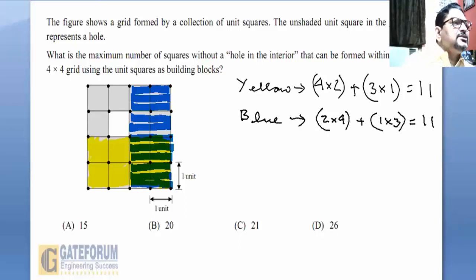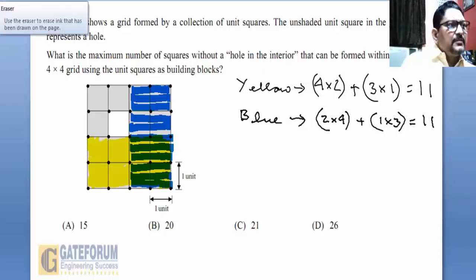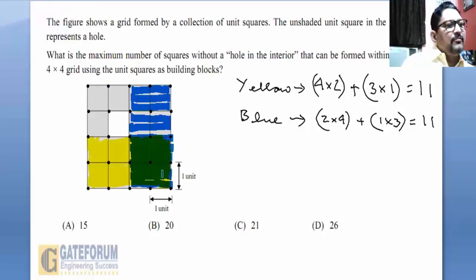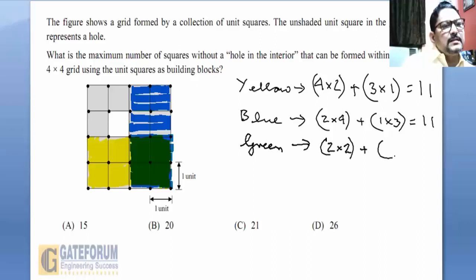But then, ladies and gentlemen, do consider that greenish part, which is the common part of the yellow as well as the blue, the green one. This green one is common to both, right? So let us find out how many squares are there in the green one. Obviously, this is a 2 into 2 grid, so the number of squares would be 2 into 2 plus, if you take the 2 into 2 dimensions, then 1 into 1 squares, which means 4 plus 1, that is 5.